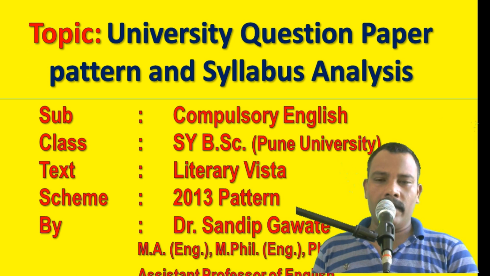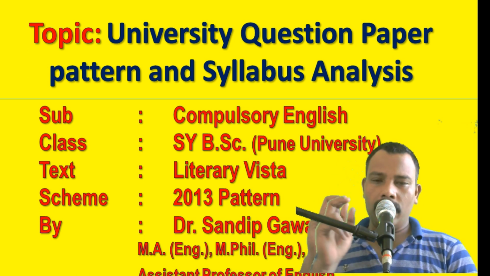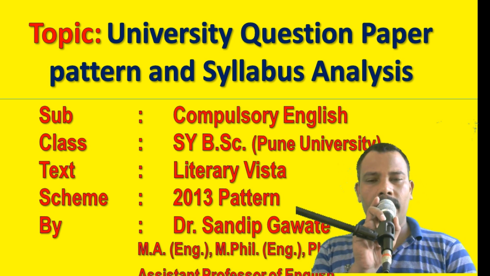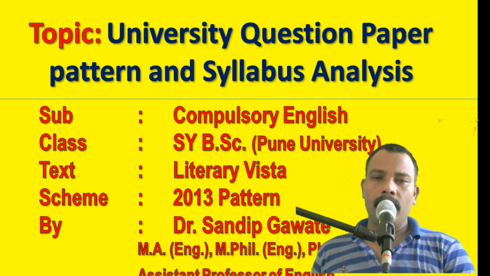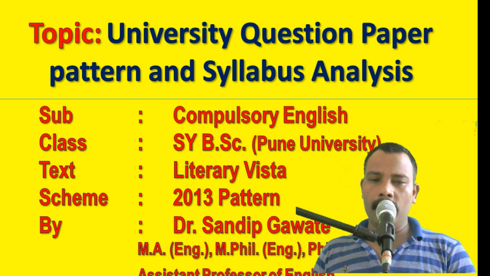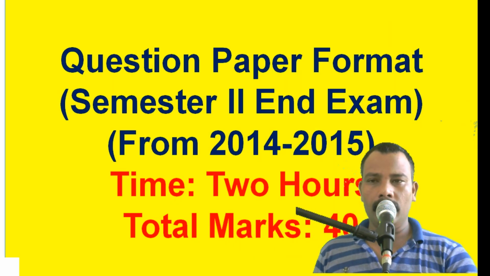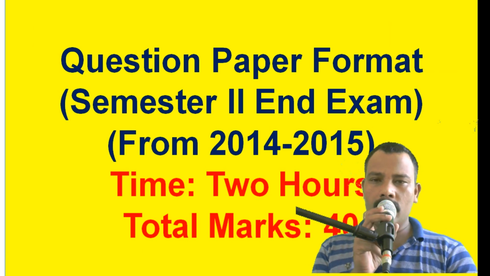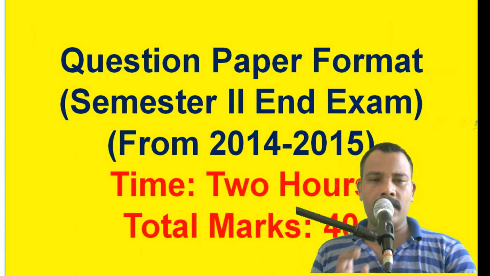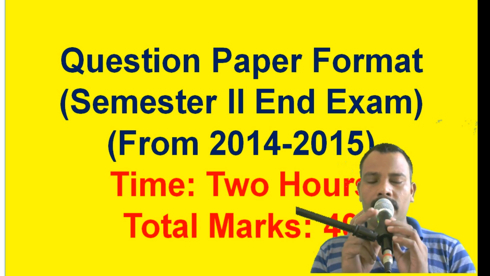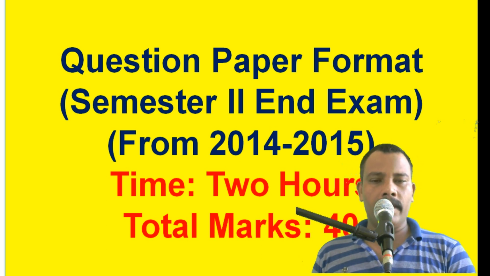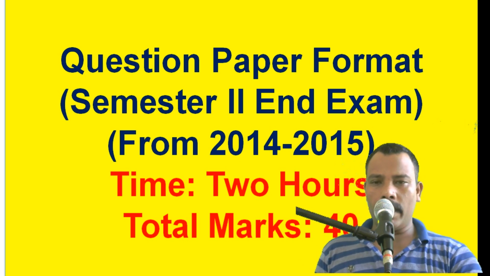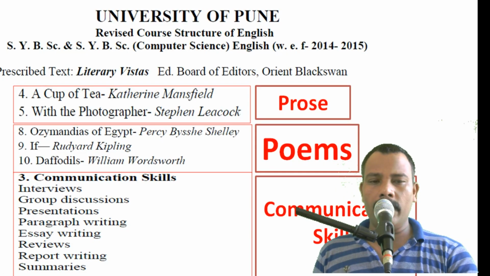This pattern was implemented in 2013, and it was revised again in 2014 and 15. Here we are going to discuss the syllabus as well as the question paper pattern of the second semester: the question paper format of the semester two end exam, revised in 2014-2015. The time allotted for the paper is 2 hours, and total marks are 40.